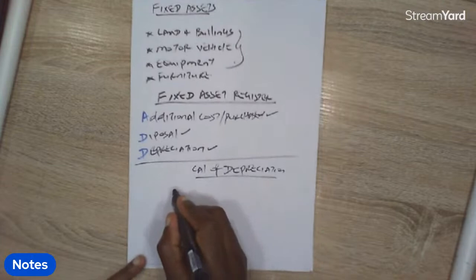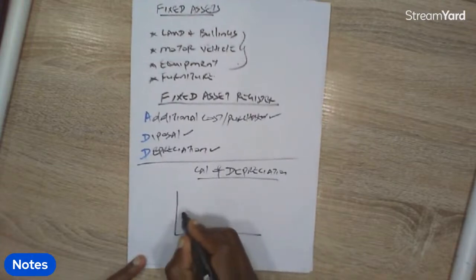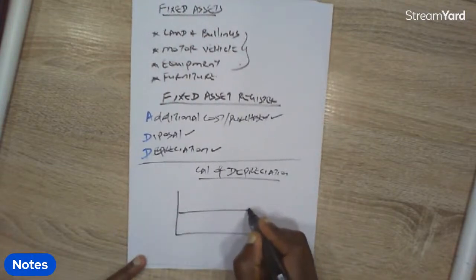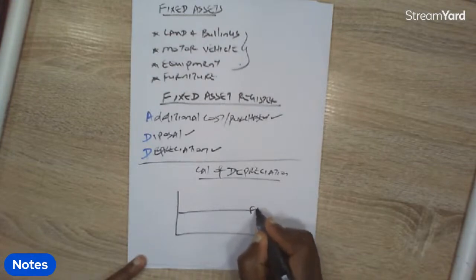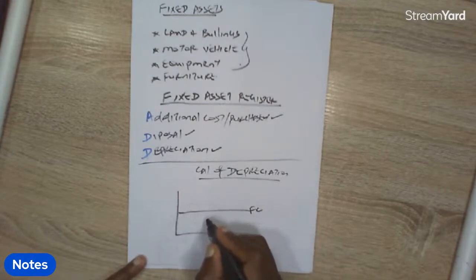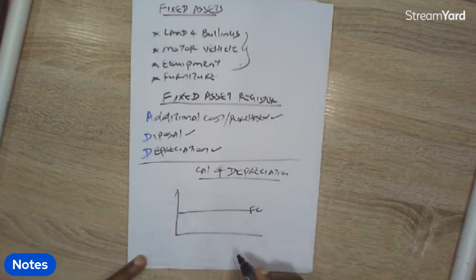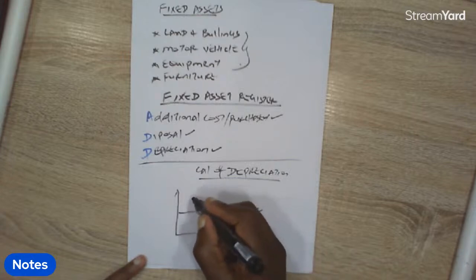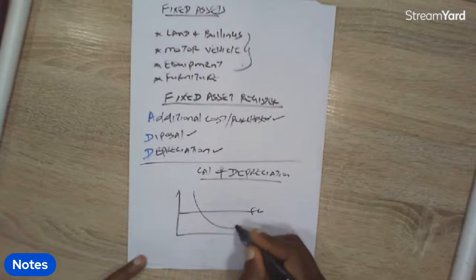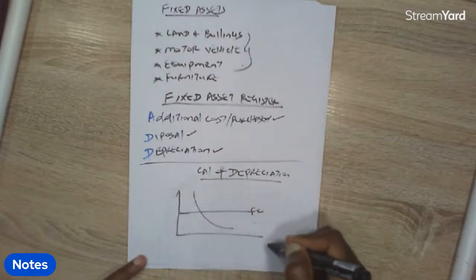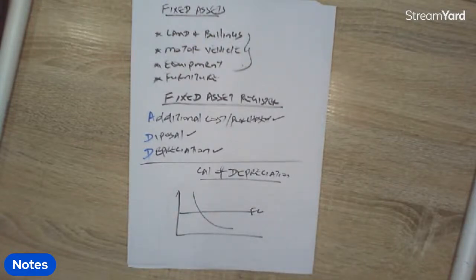I always draw this graph. This one is a straight line, it's fixed, also called cost price or the fixed instalment method. Or it can be the diminishing method, which means it's going down. It's the diminishing or carrying book value method.